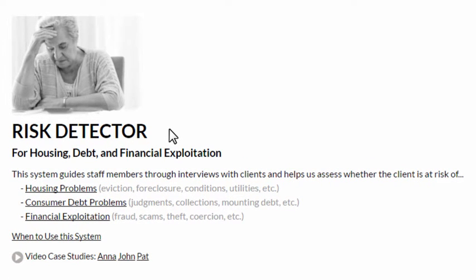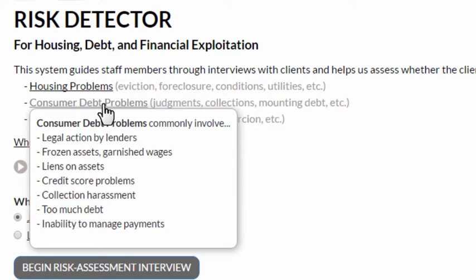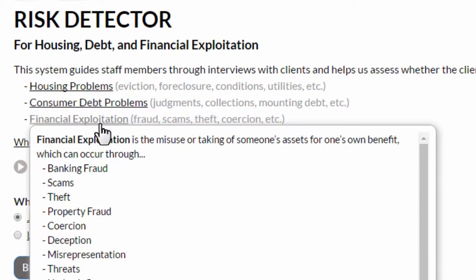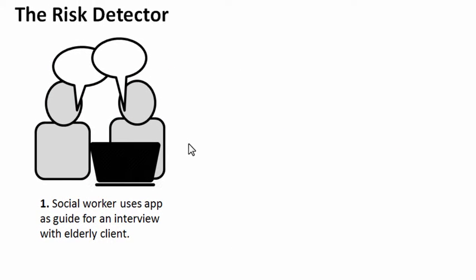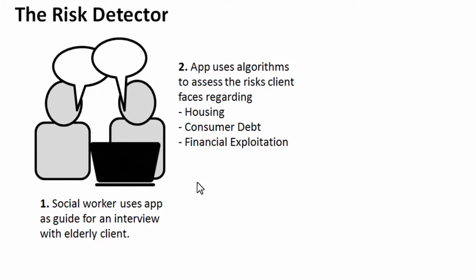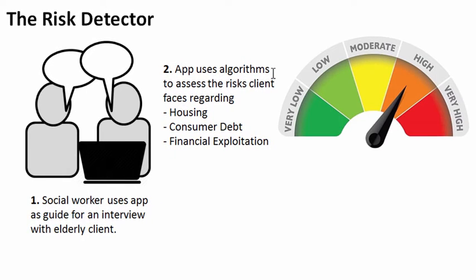This app is designed to be used by social workers in the field who are visiting with elderly people who may be at risk of housing problems, consumer debt problems, or financial exploitation. The social worker will sit with the client, perhaps share the screen with the client. As the fact values are gathered in the conversation, the system uses rules and algorithms to assess the risk that the client faces. For each of these three areas, a risk level is set along with an overall risk level.